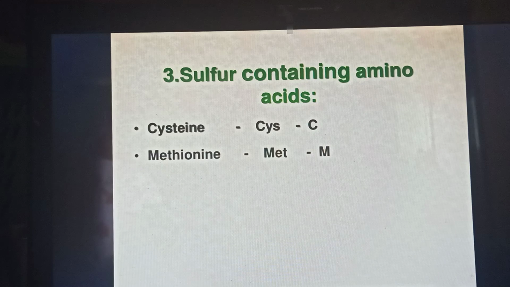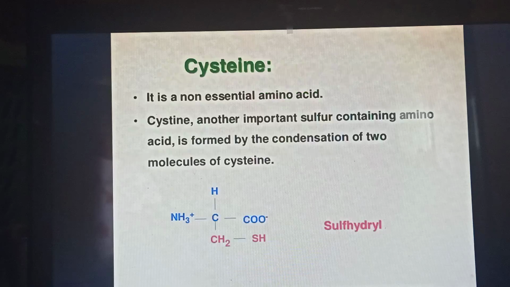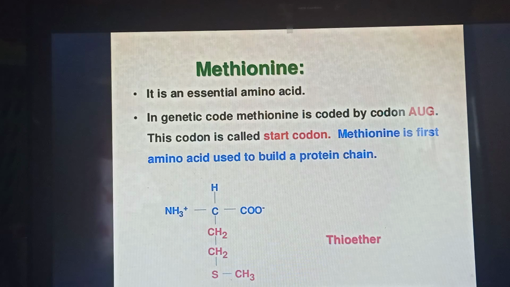Now, next, sulfur containing amino acids. These are important and will be asked in the exam. Sulfur containing amino acids are cysteine and methionine. Now, the structure of cysteine. We know the alanine structure is the basic glycine structure with CH3. The H of the CH3 is replaced by a sulfhydryl group, and you get cysteine. Now, methionine.